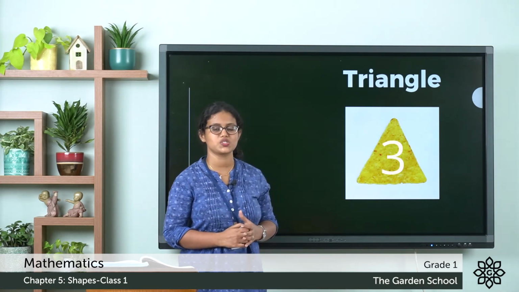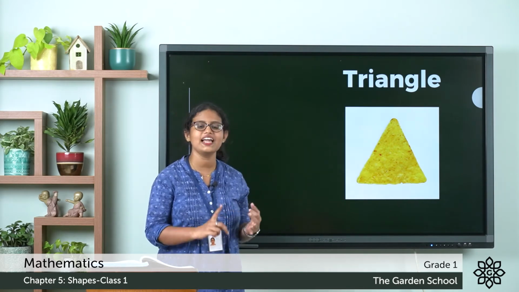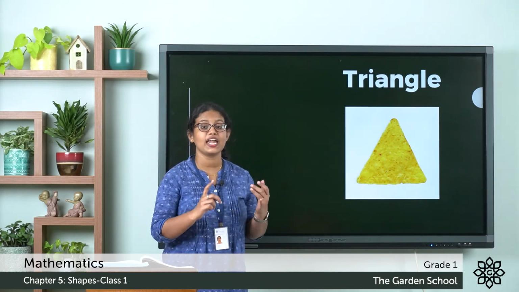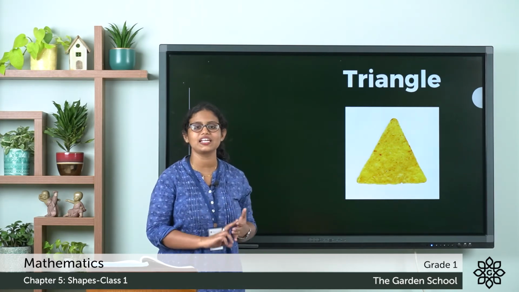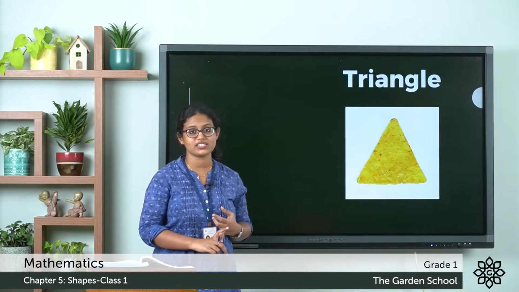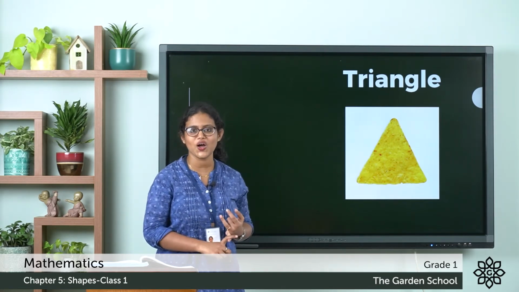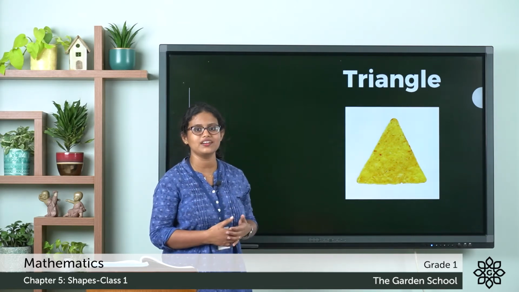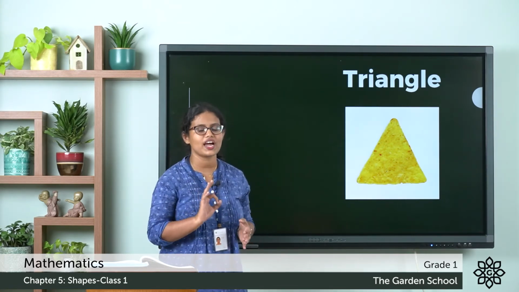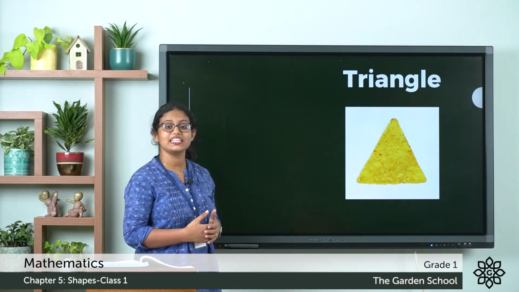3 corners. So, we discussed square, rectangle and triangle. In square, how many sides? 4 sides and all sides are equal. In rectangle, 4 sides and 2 sides are longer and 2 sides are shorter. And in triangle, what did we learn? How many sides are there? There are 3 sides and 3 corners. Moving to the next shape.